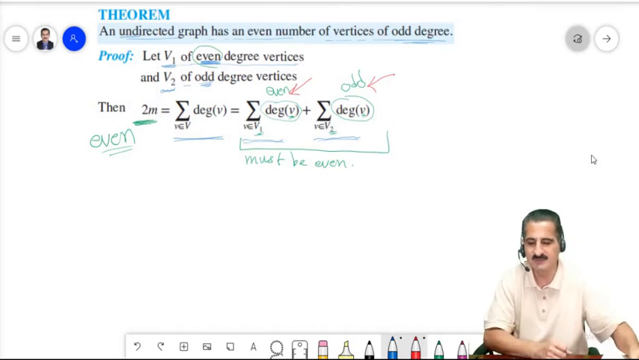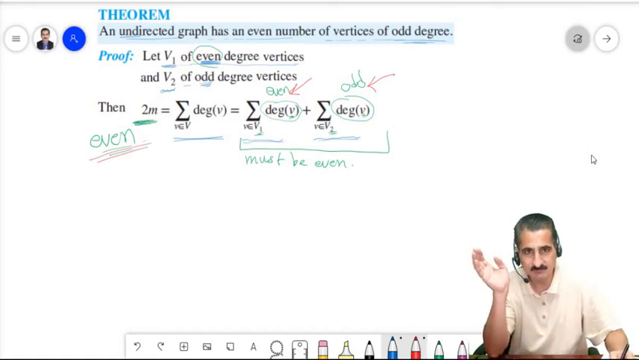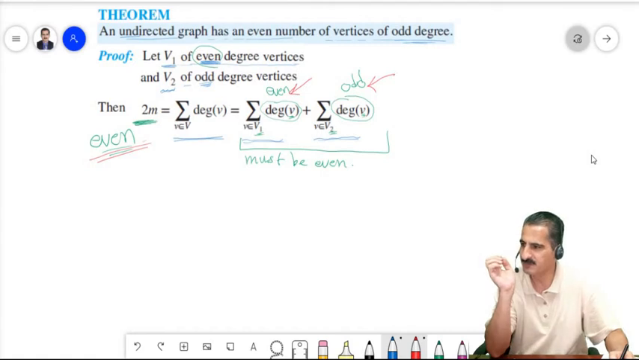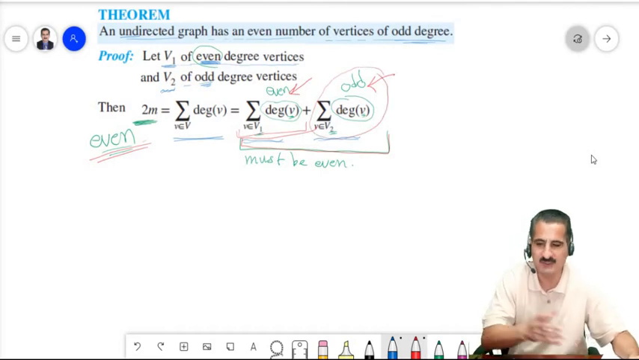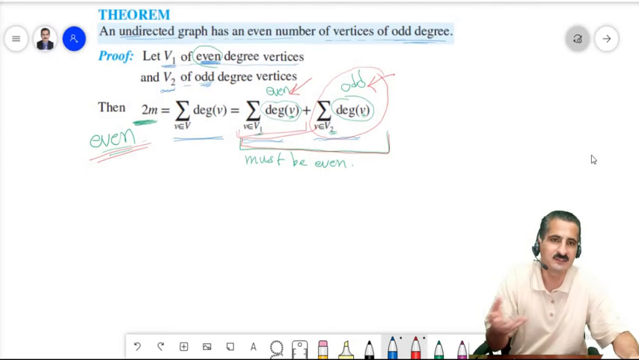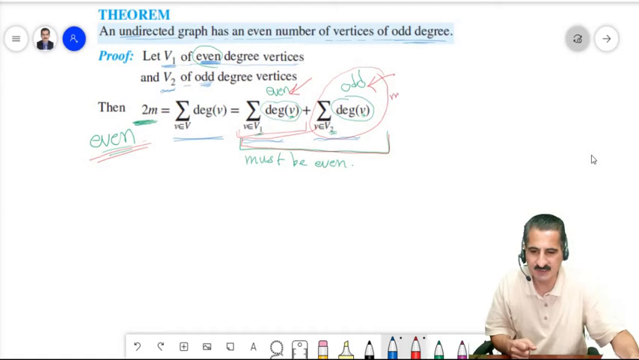So let me say that again. Let me emphasize something. Since the number to the left is even, then all this must be even. Now we got this to be even, right? So we have to have this be even, because even plus odd does not give me even, which is 2m. So this must be even. This also must be even. This is what I wanted to write, okay?